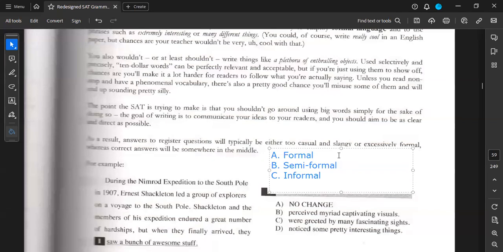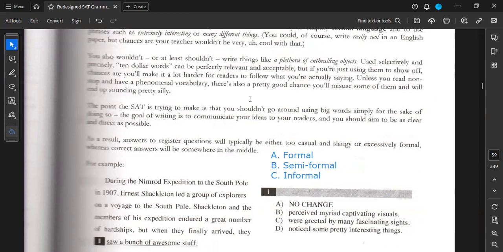What do you guys think? I think it's semi-formal, because the tone of the paragraph is not so serious, but then again, it's not taken too lightly. Okay, that's a good answer. So using that reasoning, you think it's semi-formal, right? Let's just start with straight up elimination. "Saw a bunch of awesome stuff." Do you think that's the answer? No, it's too casual. There you go.